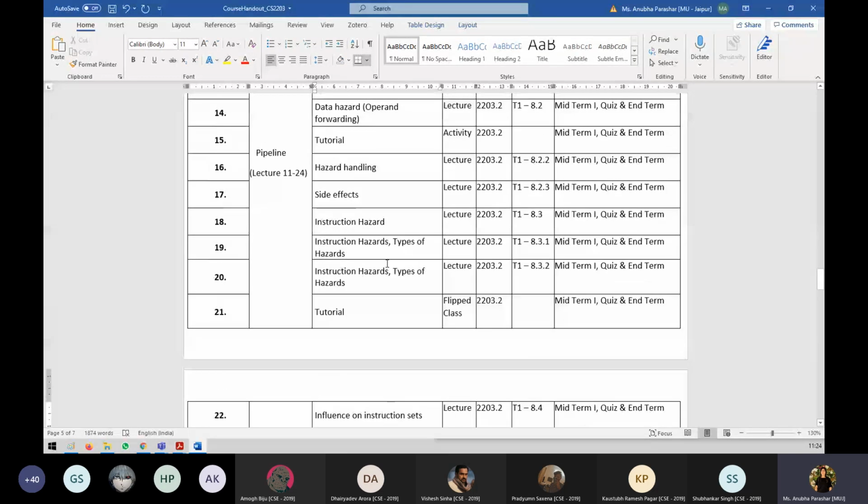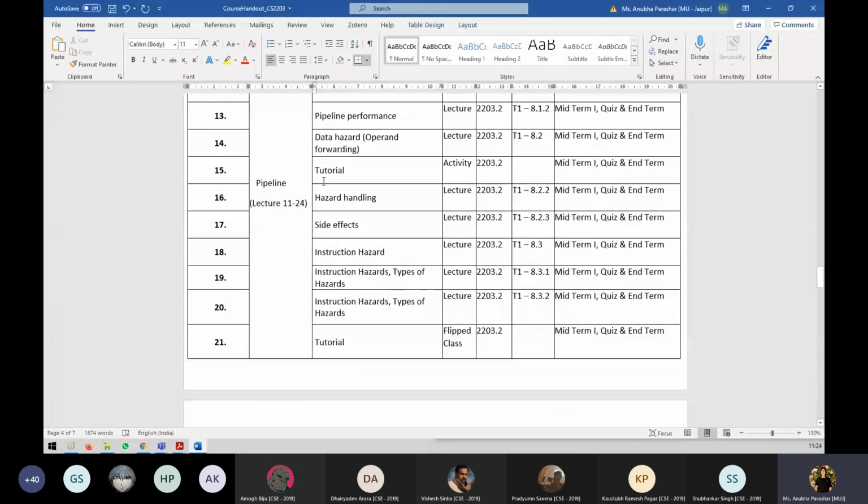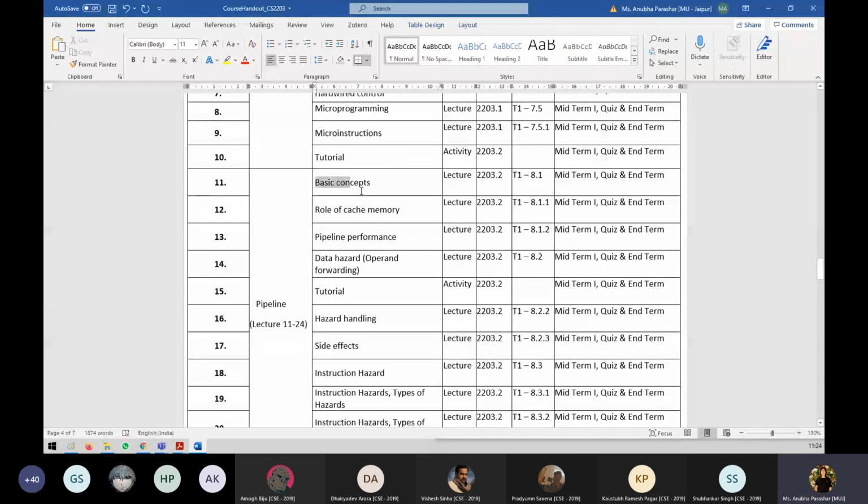So till date we have completed basic concepts, role of cache memory, pipeline performance, data hazard. One is tutorial. If you have any doubt in the tutorial, in the very next class you can ask me with the list of doubts. Otherwise we go with the other ones.